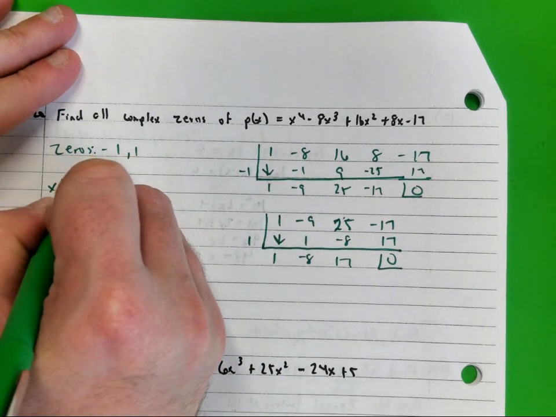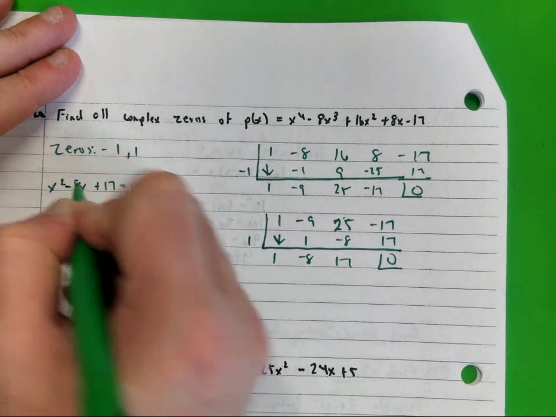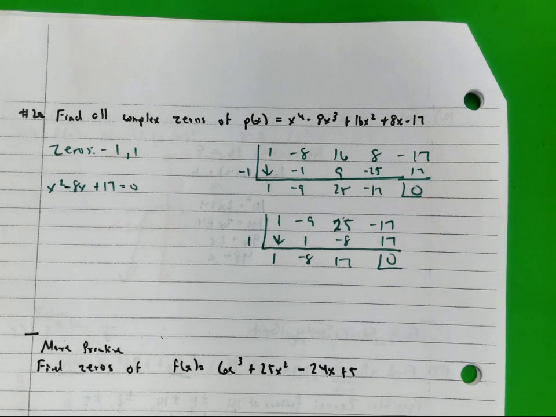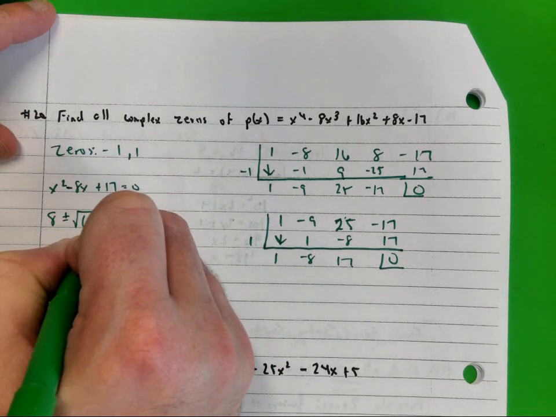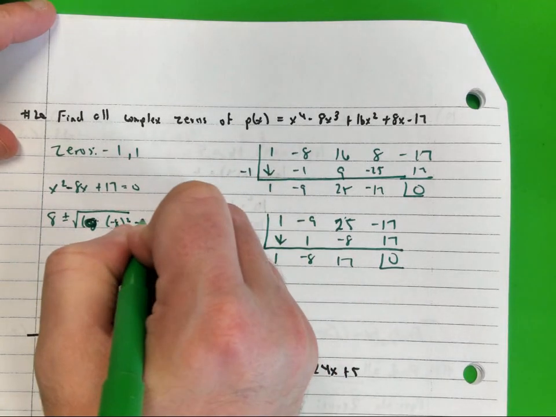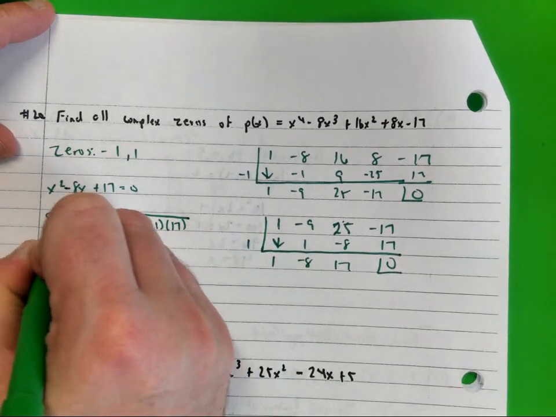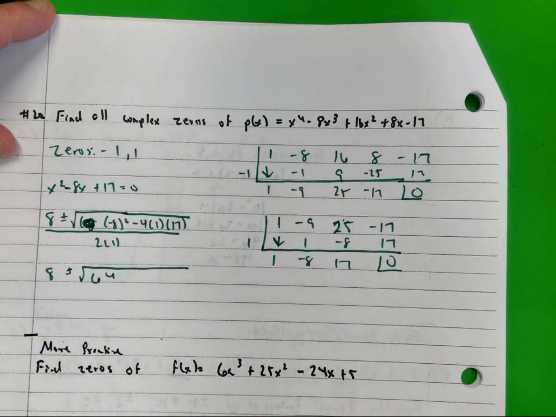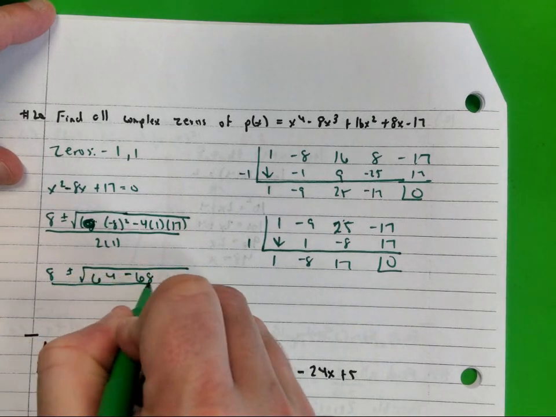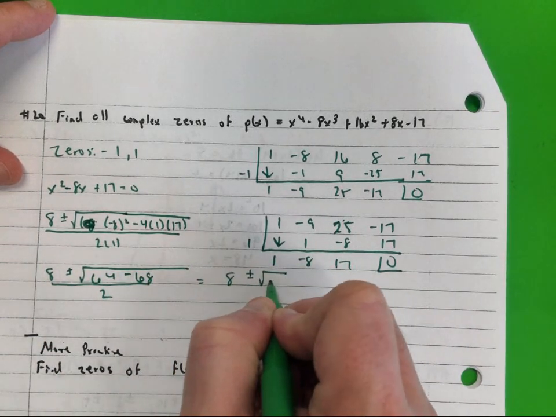And I'm left with x squared minus 8x plus 17. Can I factor that? No, I have to use the what formula? Quadratic. Opposite of b is 8 plus or minus the square root of b squared, negative 8 squared, minus 4 times a times c, all over 2 times 1. That gives me 8 plus or minus the square root of 64 minus 68 over 2. That gives me 8 plus or minus the square root of negative 4 over 2.